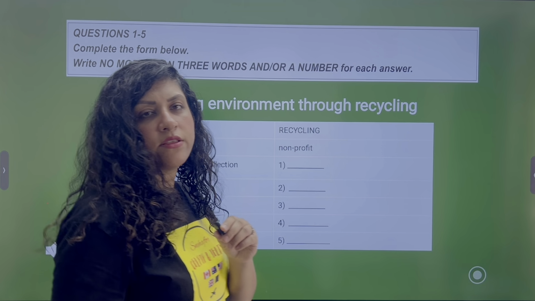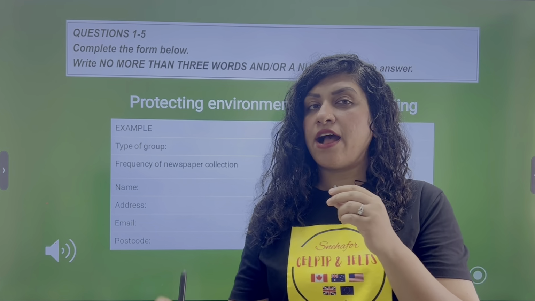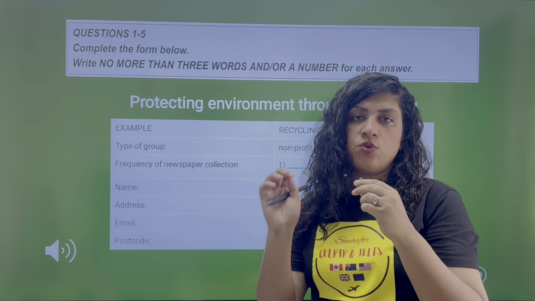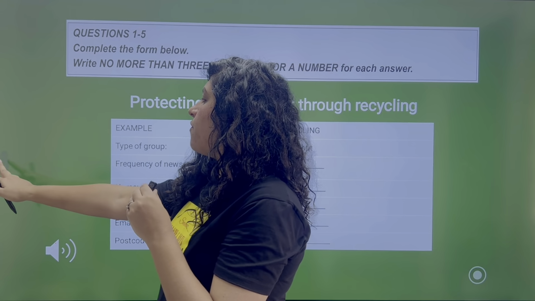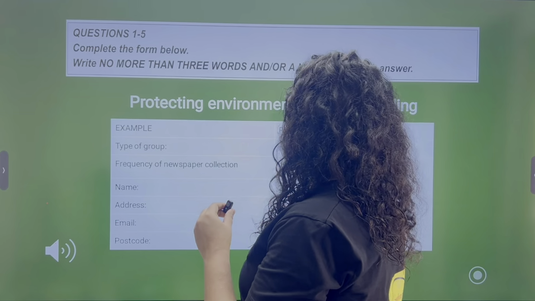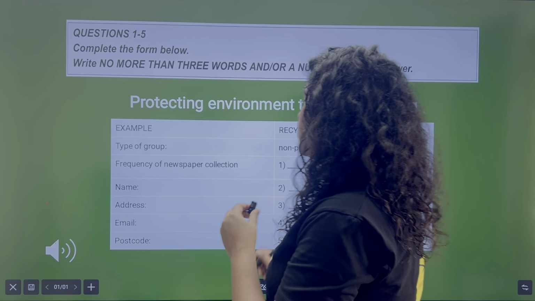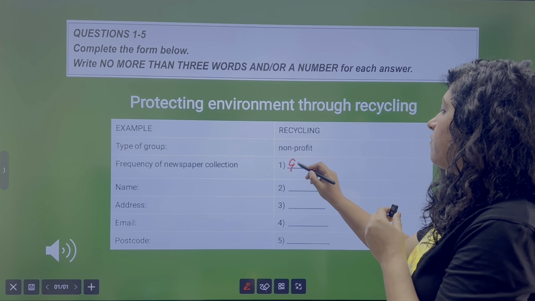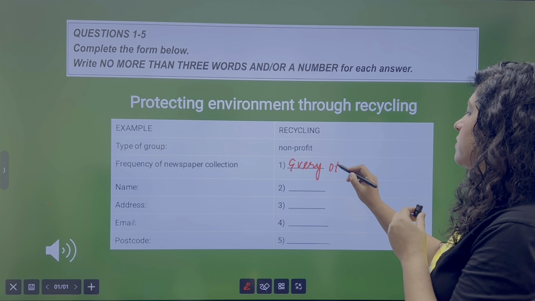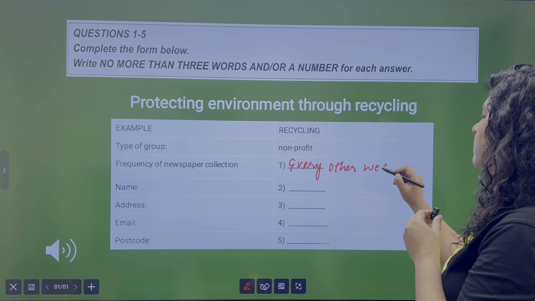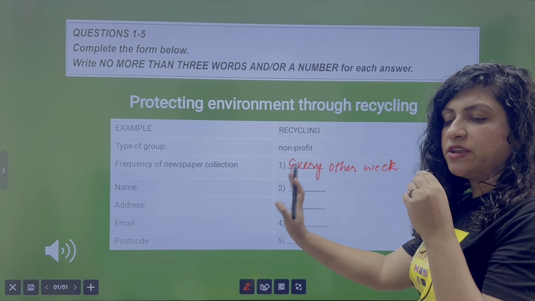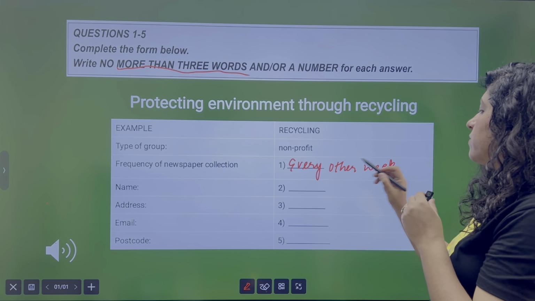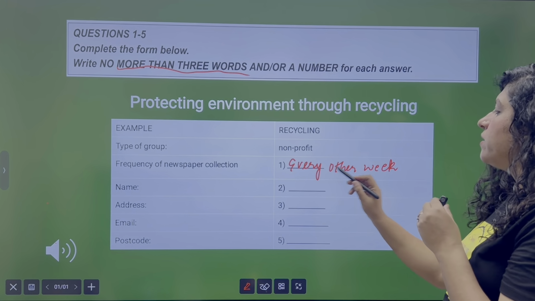Right, so here what did the audio say? The audio very clearly said that they do not do pickup of newspapers every day. In fact, they do it every other week. So for this question, I'm so sorry for that. So for this question, frequency of newspaper collection, your answer should be every other week. Right, so this was the frequency of newspaper collection that the lady very clearly said, and you have to follow the instruction, no more than 3 words. I have written only 3 words. Right, so this is how you solve.